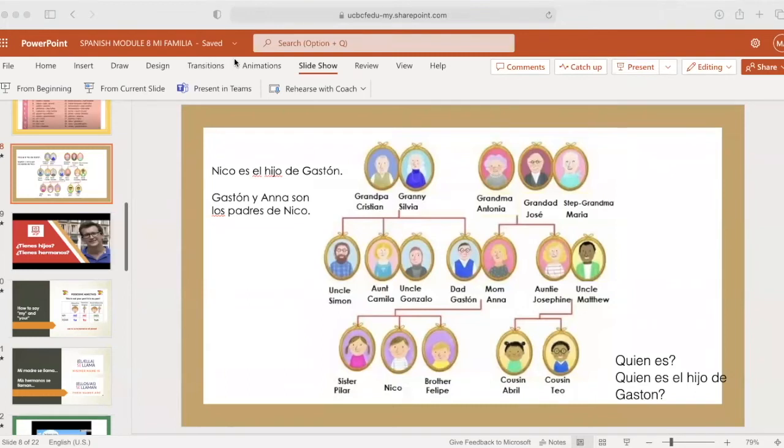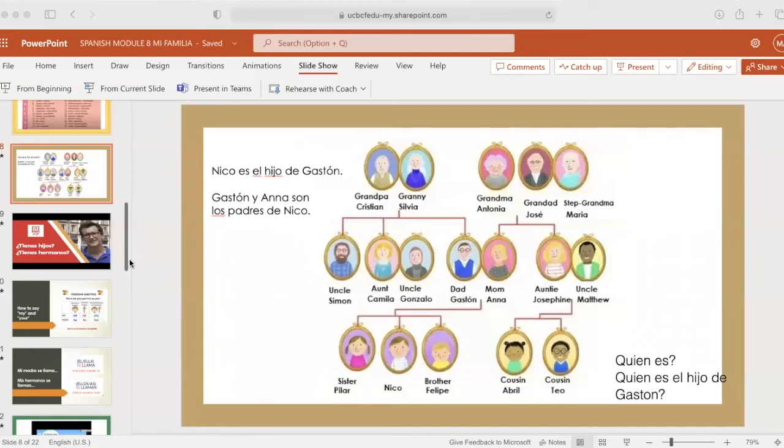Dapat la instead of el, ma'am. Muy bien. Okay. So dapat la instead of el. Pilar es la hija de Gaston. Very good. Okay. Sulungatan ba yon? Yes, ma'am. Okay. Very good.